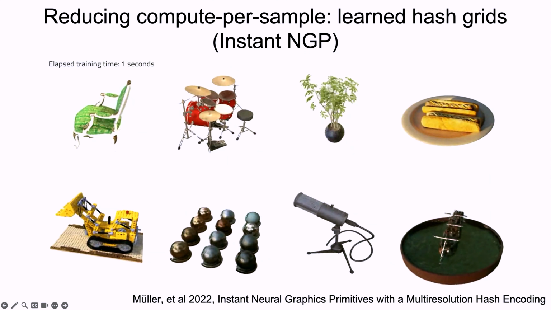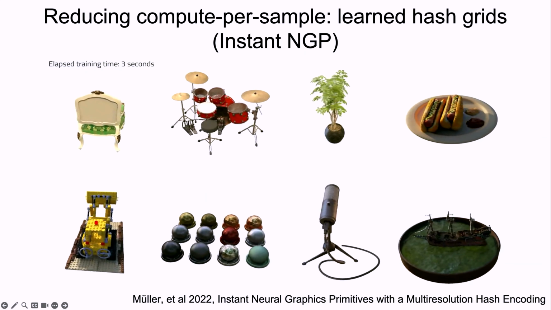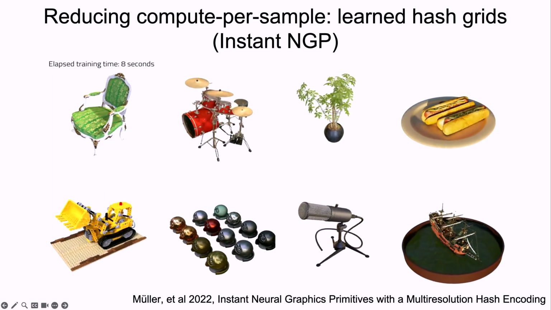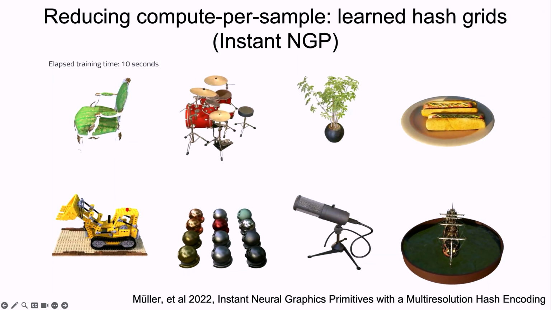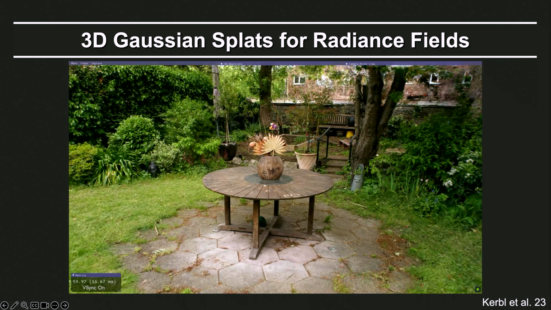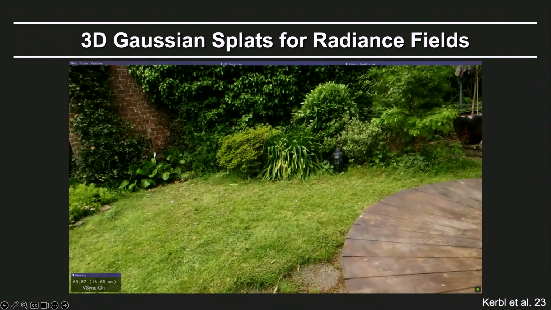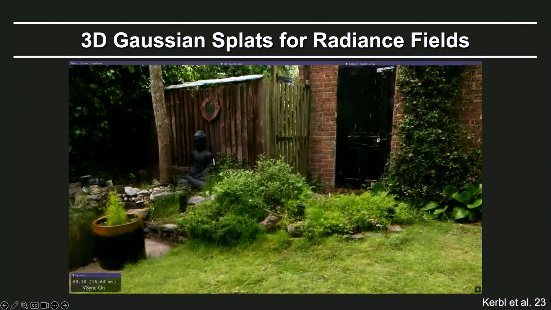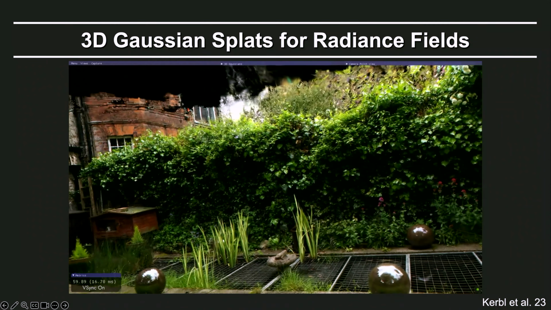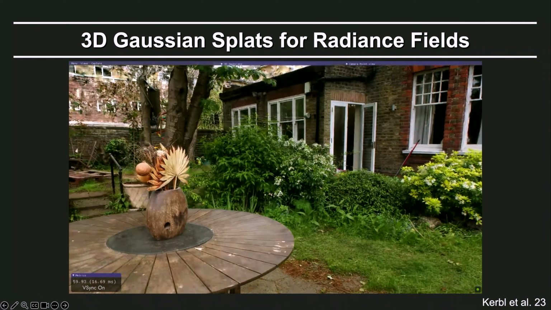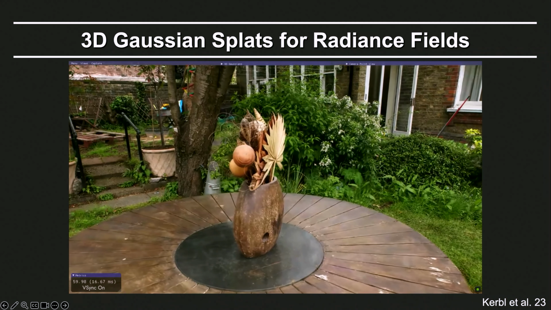Here is work that Thomas Mueller and colleagues from NVIDIA did in 2022, where they were significantly able to reduce the compute. And in real time, you can see the scenes training and rendering. And more recently, there was this work on 3D Gaussian splatting that produces even higher quality and faster results, including for these complex kinds of environments, outdoor environments that can, after a period of training and optimization, be rendered in real time.